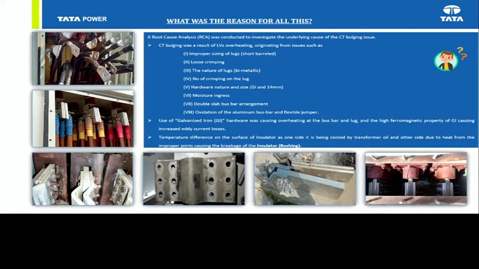We were very confused whether this problem was on the lug side or on the jumper side. So there were two or three problems circulating the heat all around. And then one more typical observation on the lug side was that they had used GI nut bolts. These GI nut bolts were getting red hot, maybe because they were more adherent or a better ferromagnetic material.